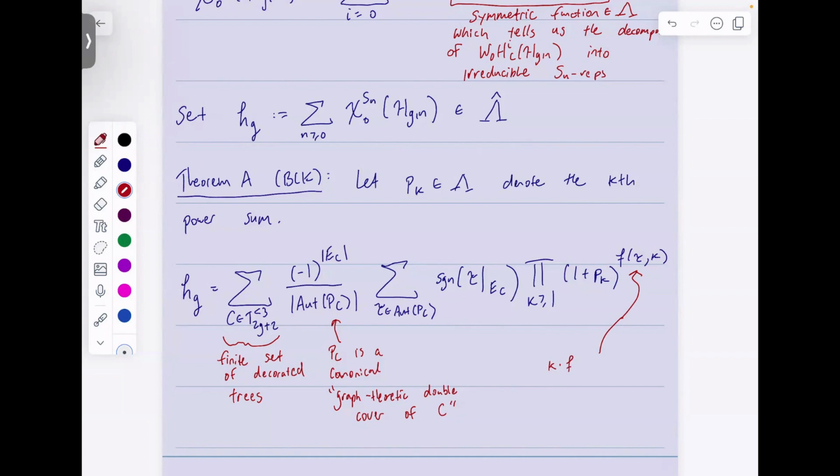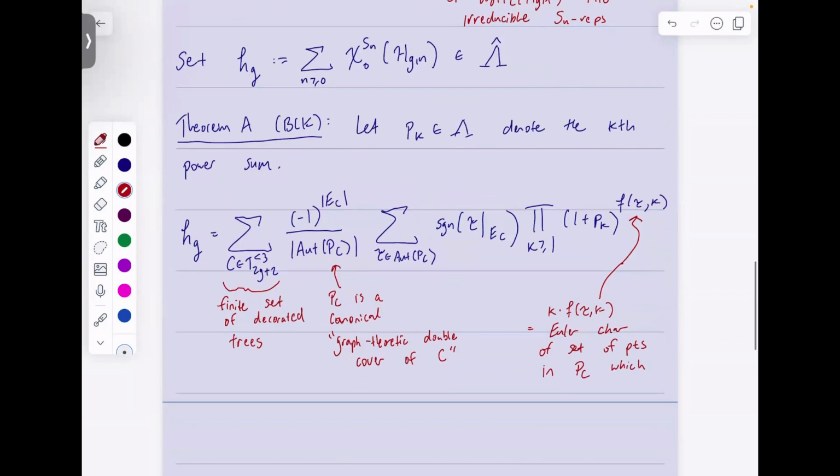So if I look at k times f of tau comma k, this is the Euler characteristic of the set of points in the graph P sub C, which have orbit of length k under the action of tau.